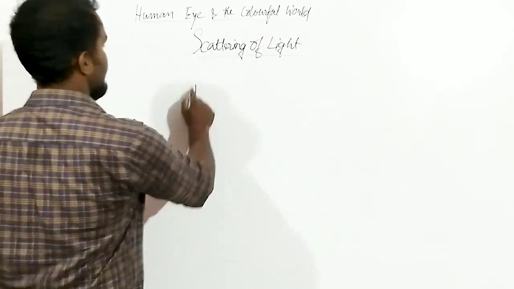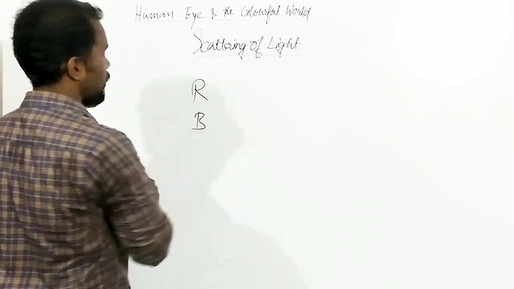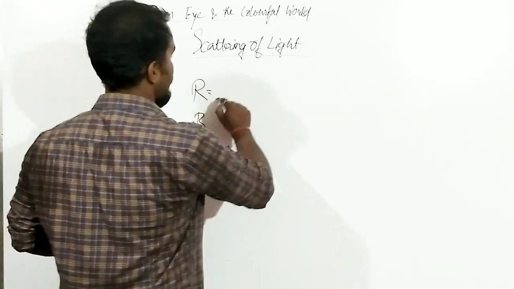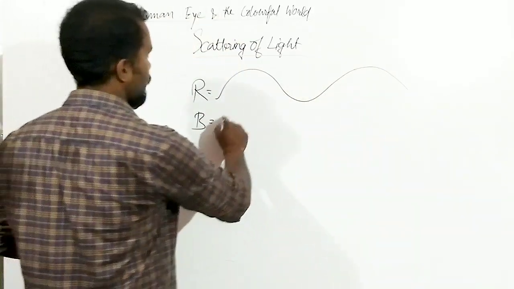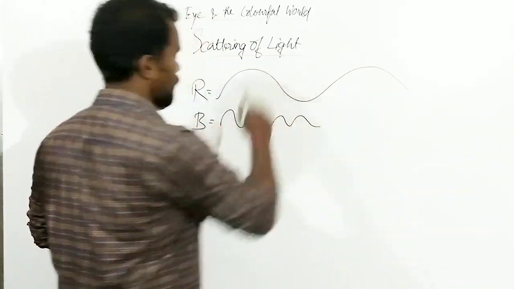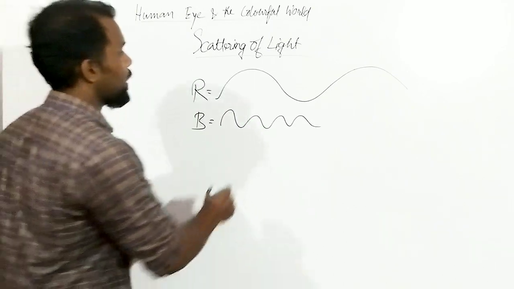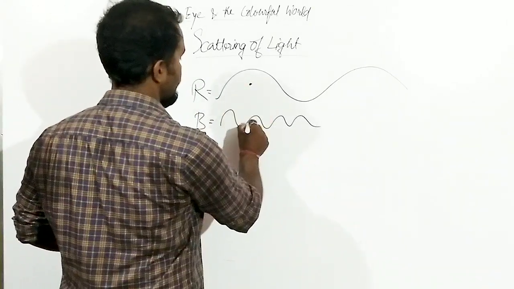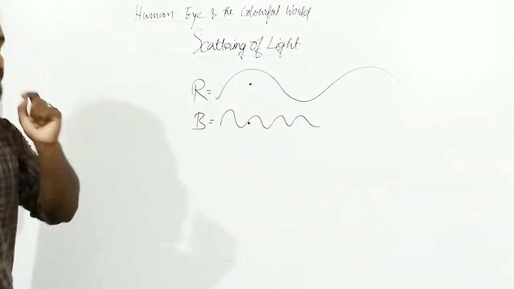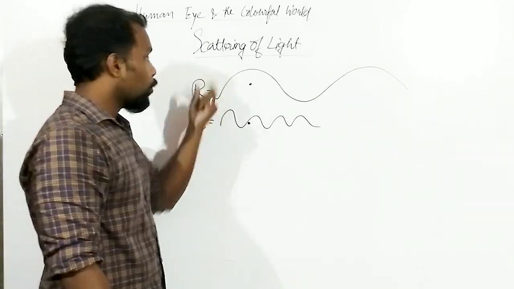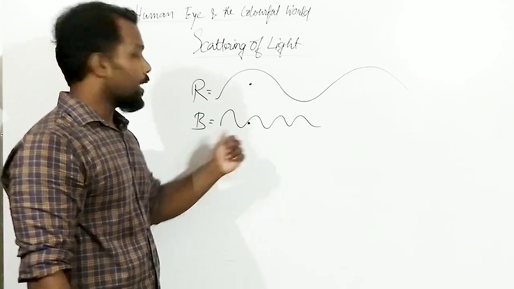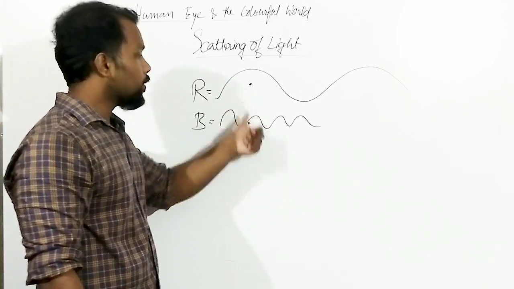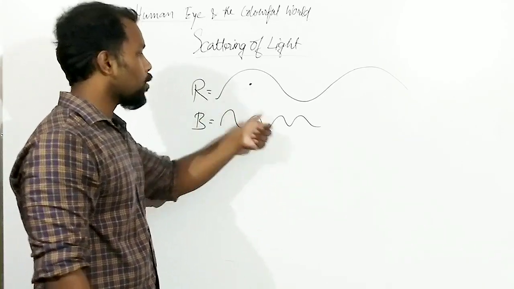Consider this is the red color and this is the blue color. The red color has a wavelength like that, and the blue color has a wavelength like that. If I consider a particle of the same size here and here, tell me one thing, in which case will the particle be able to scatter the light? Obviously in this case, where the particle should be able to scatter that wavelength.